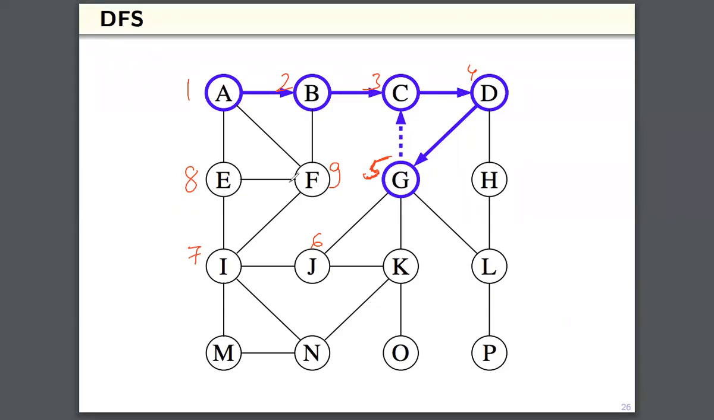Now, is there any neighbor of I that is unvisited? M. Why not N? Alphabetically first. Let's go to M. This is 10. Next is the unvisited neighbor of M, which is N. That is 11. Next, unvisited neighbor of N. K.